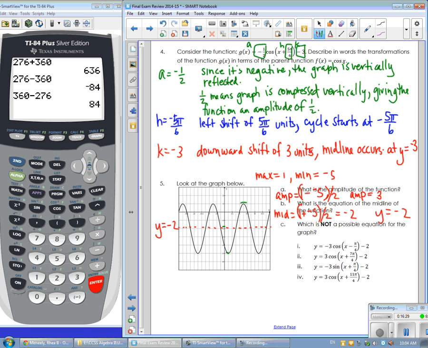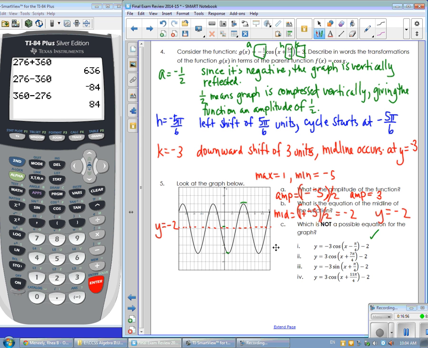So in letter C, it says which is not a possible equation for the graph. So notice how the coefficient in front is a 3 for each one of these. That's the way it's supposed to be. Some are negative, some are positive, so we'll have to examine each equation and where the cycle starts to see if that's accurate. And notice that my k value on all of these is -2, and that gives me the value of the midline. This is going to be a trial and error situation.